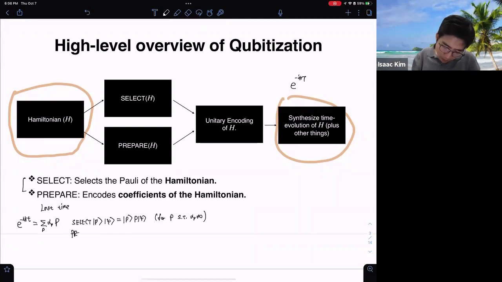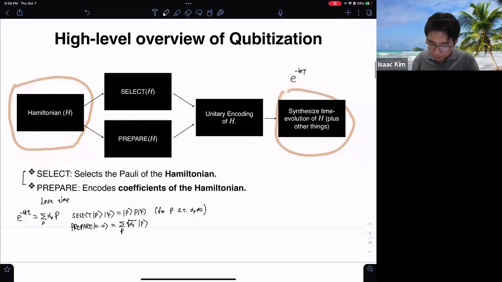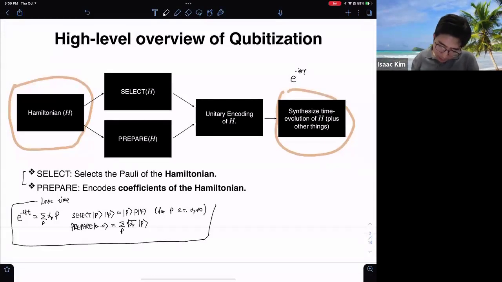And the prepare operation, applied to a fixed state like the all-zero state, created a superposition state. Here I'm ignoring the normalization factor. So that's what we did last time. And what about this time?